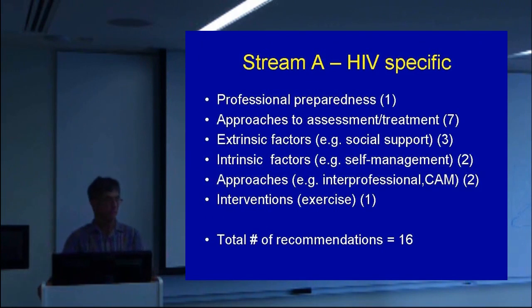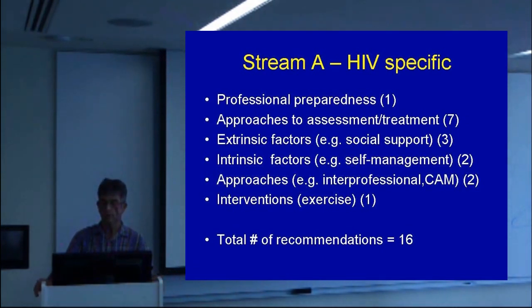For Stream A, the HIV-specific recommendations, there was a total of 16, and as you can see, they were scattered over a number of categories. The most were around approaches to assessment and treatment, and there was one on intervention and one on exercise. There were a few around social supports, self-management, and professional preparedness.